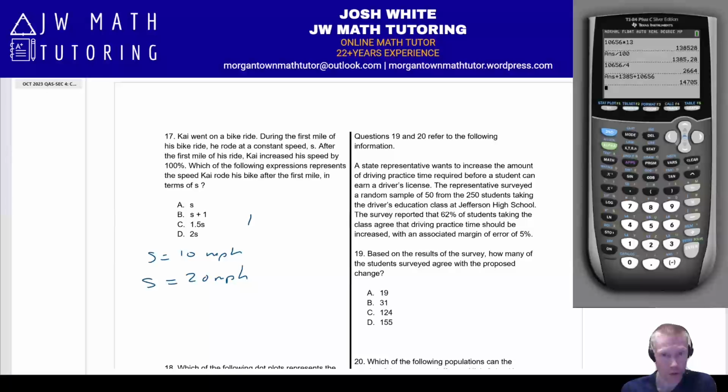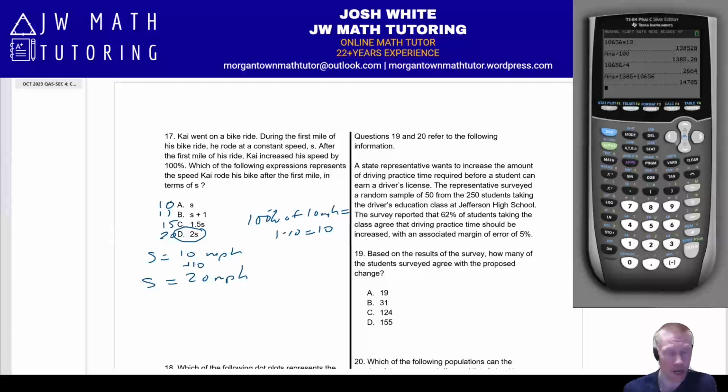Because you'd say, okay, 100% of 10 miles per hour, 100% as a number is just 1, so 1 times 10 is just 10. So if you increase it by 100%, that means you increase it by 10 miles per hour. So that's how I get 10 plus 10 equaling 20. Now, which of these expressions, when I plug in 10 for S, is equal to 20? A is 10, B is 11, C is 15, D is 20. Okay, looks like the correct answer is going to be letter D, 2S.